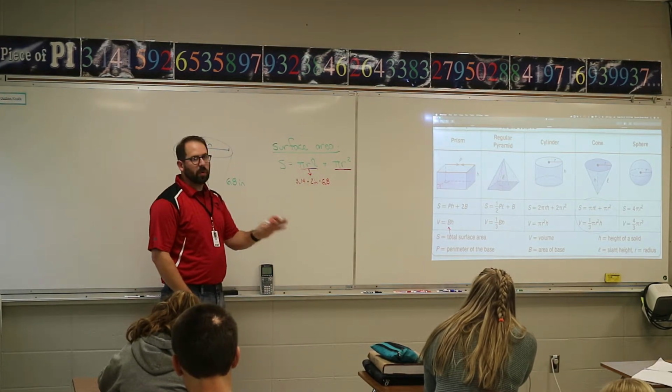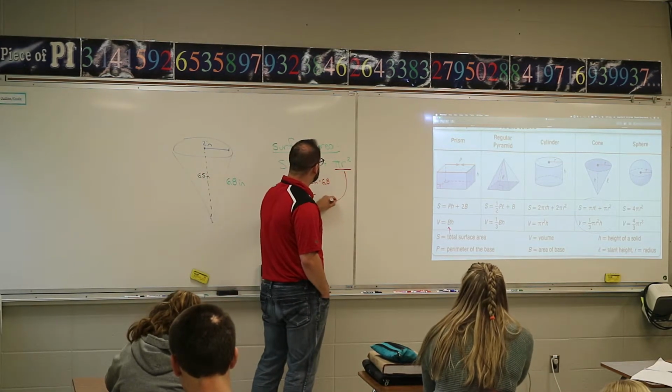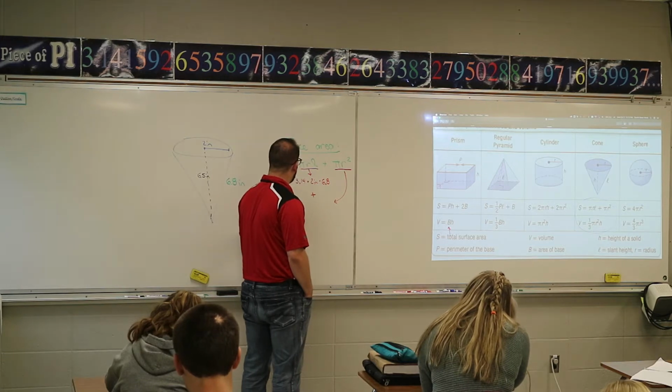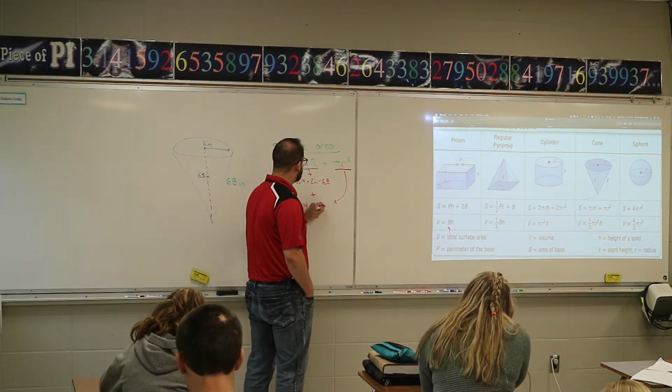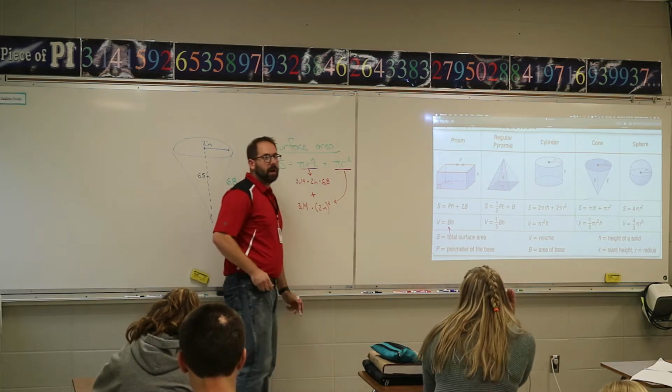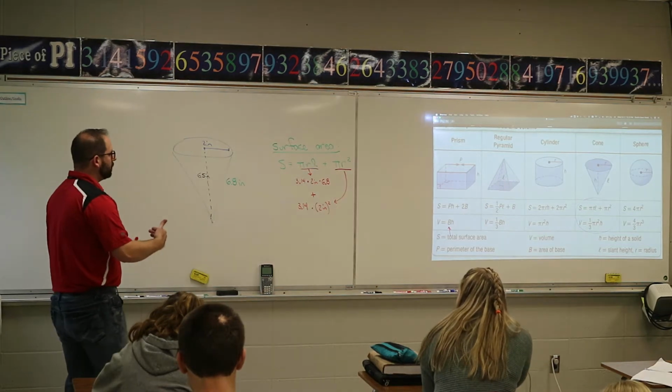We're going to multiply those 3 numbers together. Then we're going to add it to the next part: Pi, which is 3.14, times the radius squared. Well, my radius is 2 inches, and we're going to square it. These are the 2 parts I have to calculate, and I'm going to add the 2 numbers together.